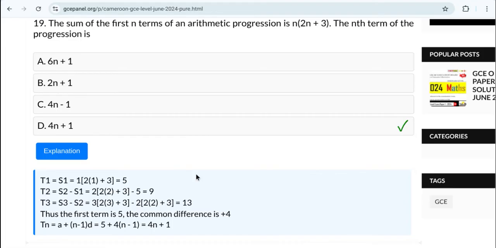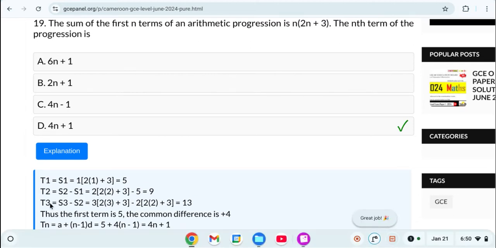Sum of the first n terms of an AP is that. So the first term is the same as the sum of the first one term, which is equal to 5. Now the second term is going to be given by the sum of the first two terms minus the first term. Call it T2, so it's S2 minus S1. That's going to give us 9. The third term is the sum of the first three terms minus the sum of the first two terms.